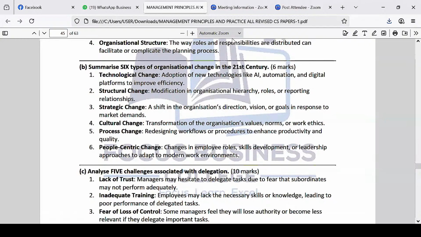So talk about change in employee roles. The roles are changing. Skills development are changing. New employees are acquiring more skills, or leadership approach to adapt to modern work. So basically, you need to change your skills. You need to build your skills. You need to ensure that you have a good leadership style, and also a good approach that's able to help you manage a modern employee. This Gen Z and the new people, it is very important that you look at that.